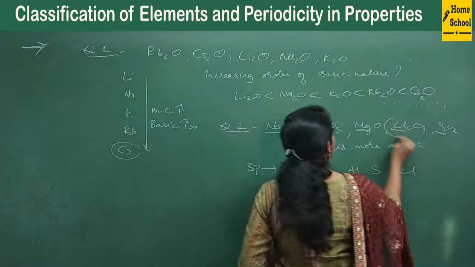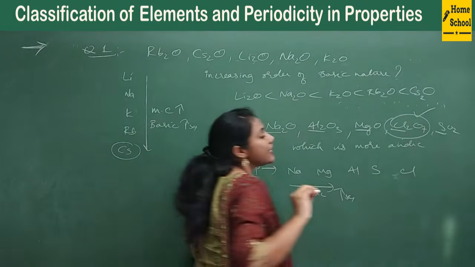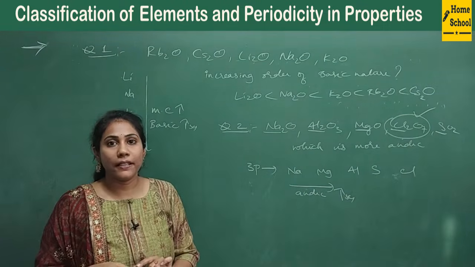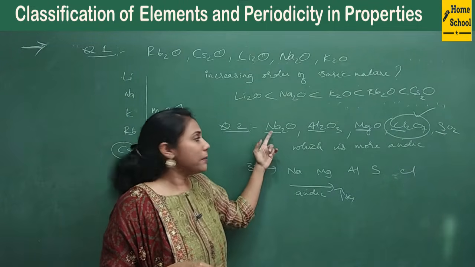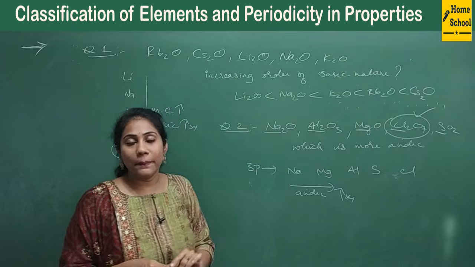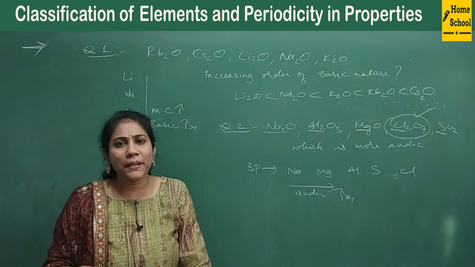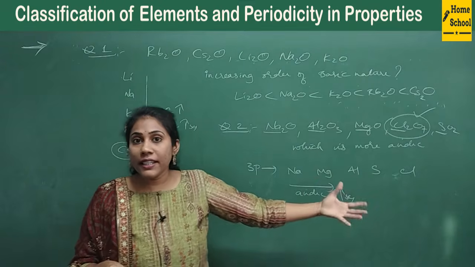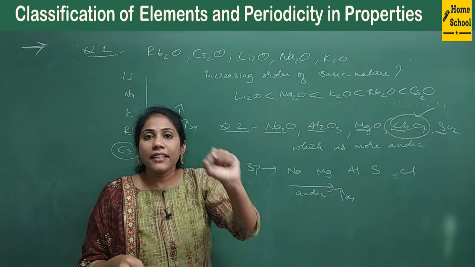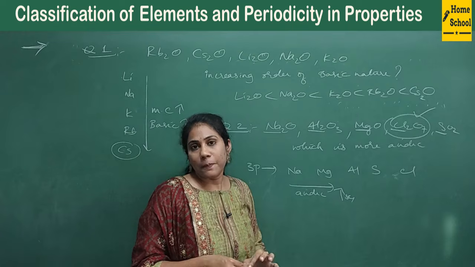So who is more acidic? Definitely Cl2O7 is more acidic. Who is more basic? Definitely sodium oxide, because it's a first group element. Group 1 most basic, group 2 less basic. So basic nature decreases, and acidic nature keeps on increasing.